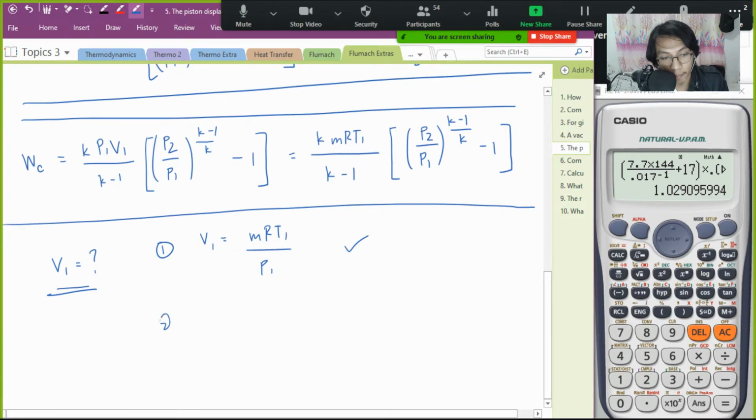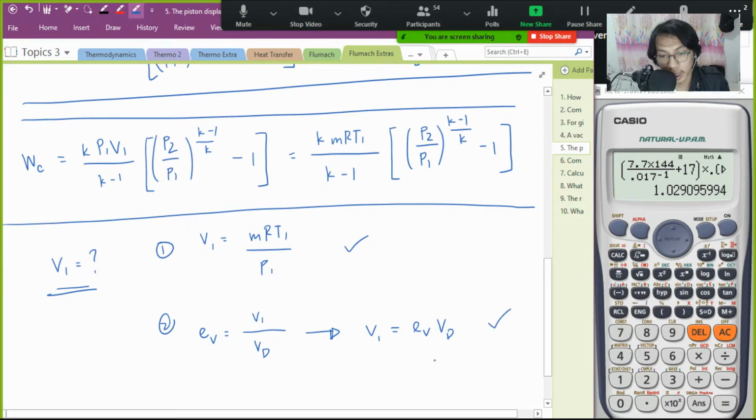Number 2, dito mo kunin kapag binigyan ka ng volumetric efficiency. Pag binigyan ka ng volumetric efficiency, that is equal to V1 over VD. O, kunin mo dito si V1. So, V1 is equal to EV times VD, where VD is given na sa taas, okay?